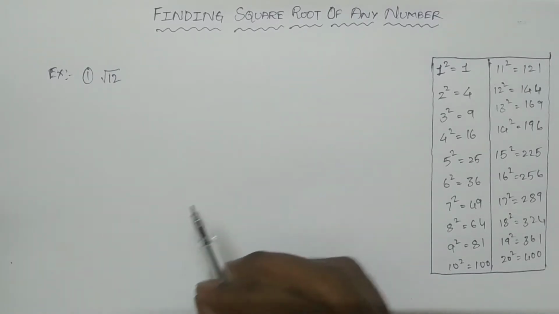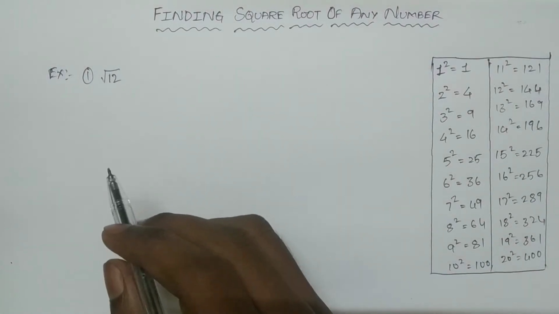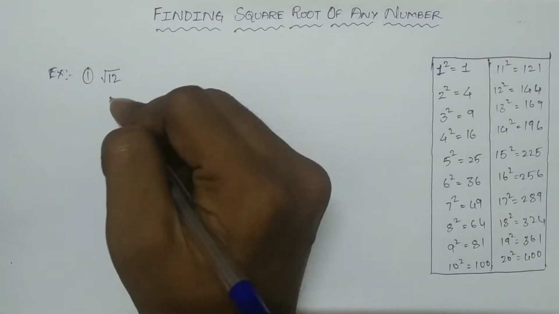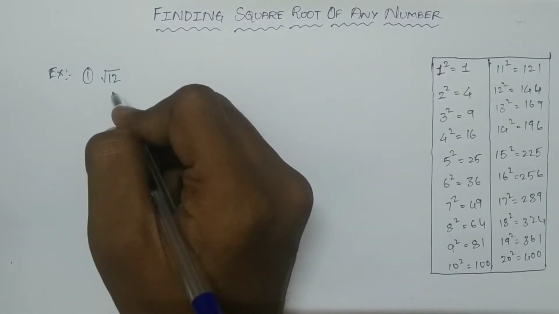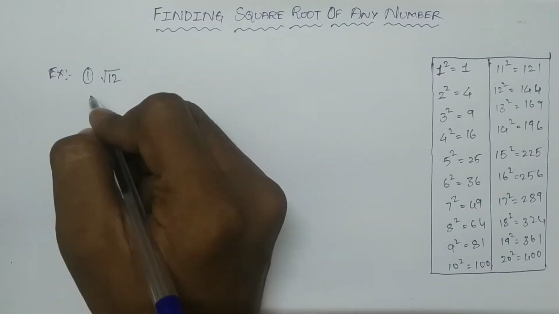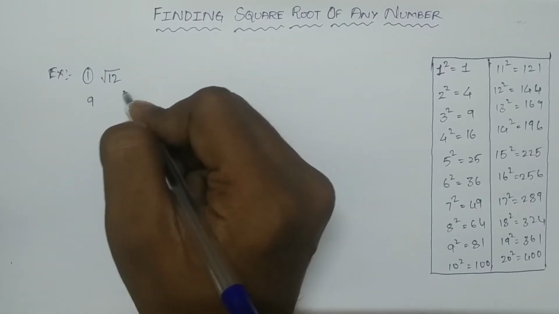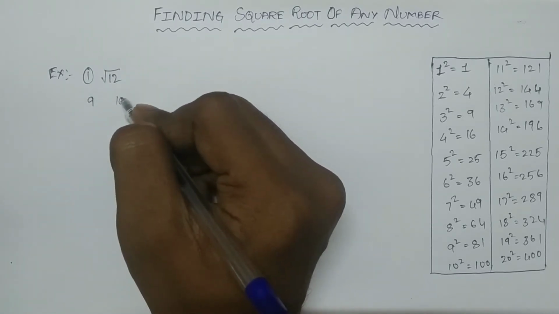This is a very simple method. If you want to find the square root of 12 here, first we have to know the perfect squares nearer to 12. The perfect square below 12 is 9, and above 12, 16 is a perfect square.